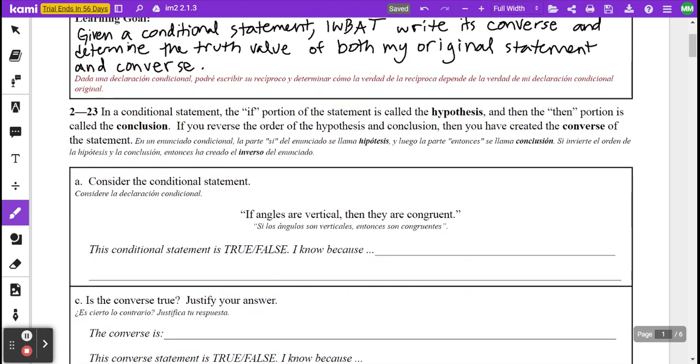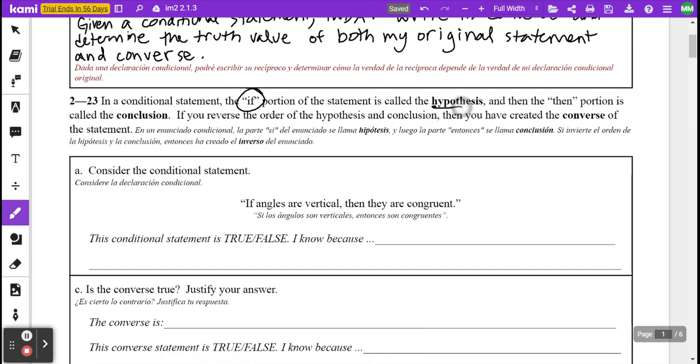Right away, we have problem 2-23. In a conditional statement, the if portion of the statement is called the hypothesis, and the then portion of the statement is called the conclusion. Now, if you reverse the order of the hypothesis and conclusion, then you have created the converse of the statement. Here's an example. Consider the conditional statement: if angles are vertical, then they are congruent.